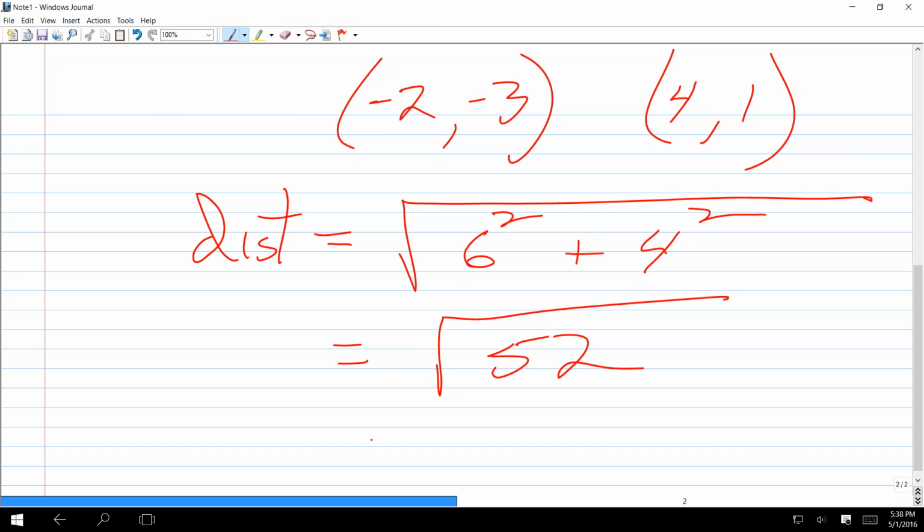How do you simplify that? Split it into multiple parts. Okay, go ahead. Can you simplify it? Let me put it that way. In other words, is one of the factors of 52 a perfect square number? That's what answers the question as to whether you can simplify it or not. Is this number divisible by 4 or 9 or 16 or 25?